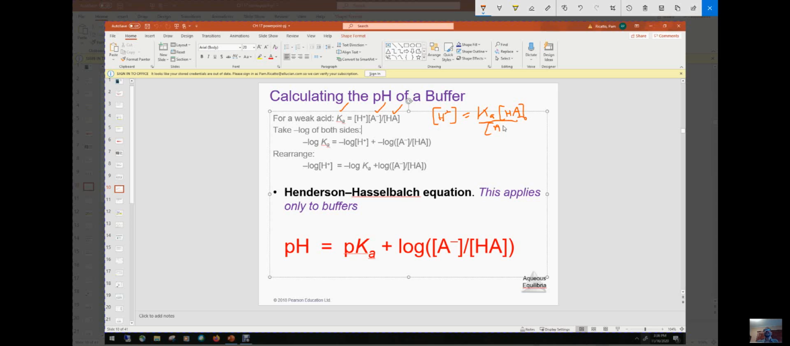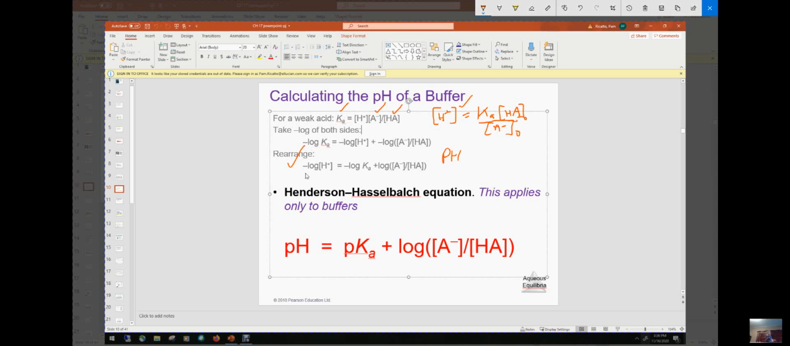So that's all you have to do. Nothing fancy. And then once you have H plus, you can always get pH from H plus. Okay? Well, the Henderson-Hasselbalch equation takes the logs of this equation, right? So if I take minus the log of the left-hand side and minus the log of the right-hand side and follow the rules for logs, I get this equation here.